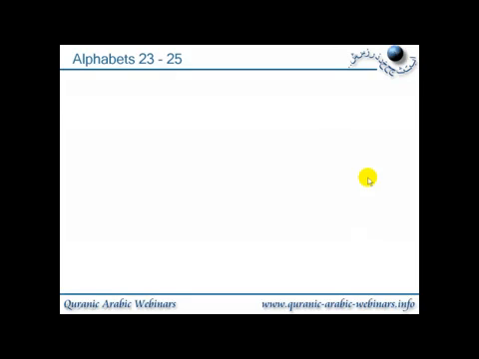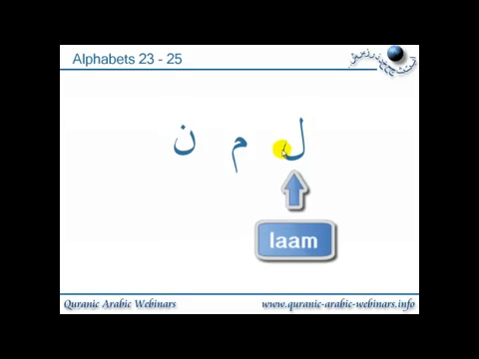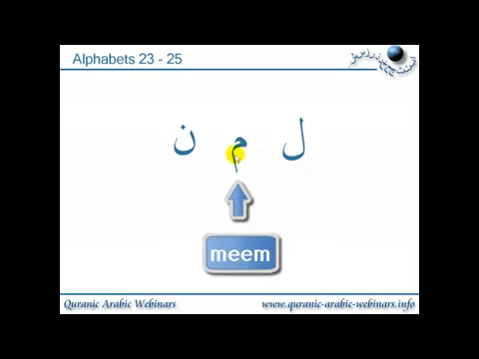Alphabets 23 to 25. Okay, so this first letter here is known as Lam. The next one is known as Meme. And the third one with one dot, this big curve, is known as Noon.